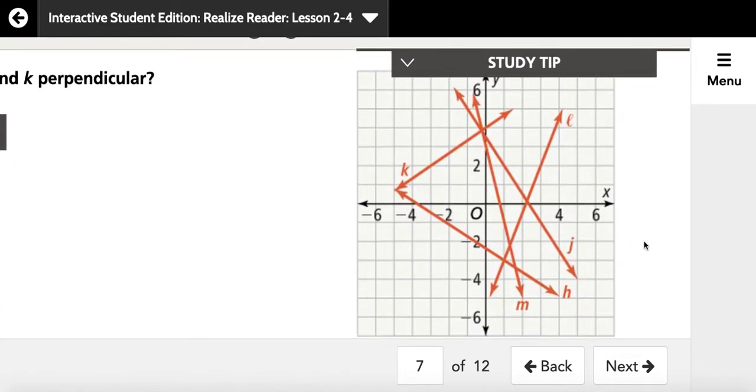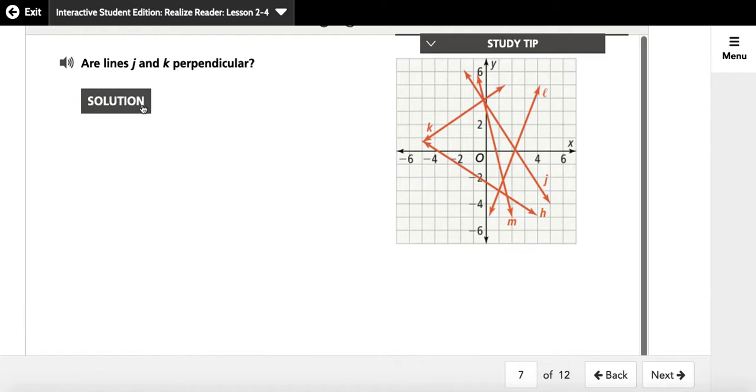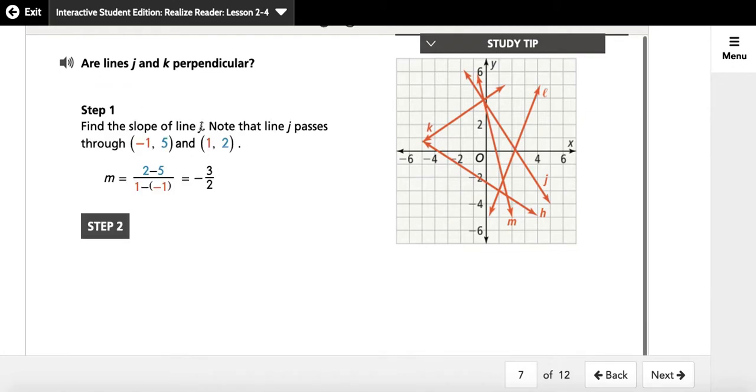All right, see if you can identify some points. Maybe pause it if you want. Pick some points, find some slopes of J and K. Since they're going to go through it all, I'm going to go to the solution. For line J, they notice it went through -1, -1, 5, and 1, 2. Finding the slope between those 2 points, 2 minus 5 over 1 minus -1 comes out to -3 over 2.